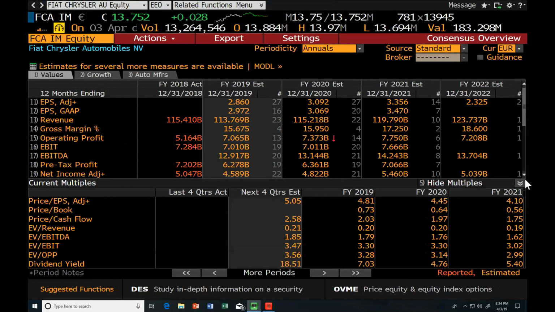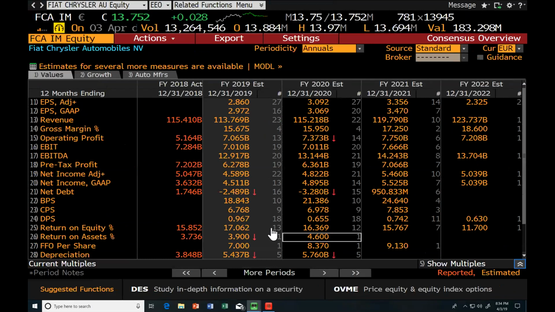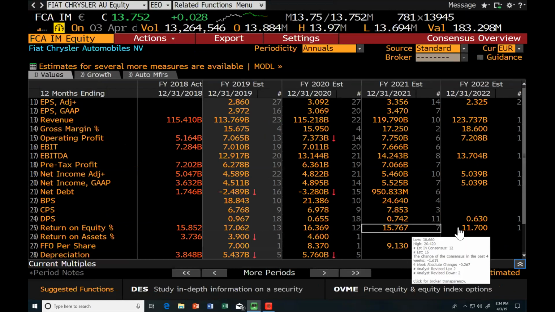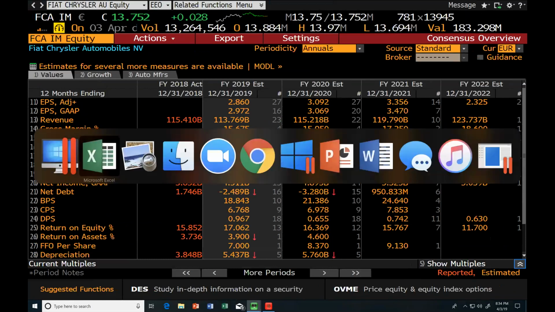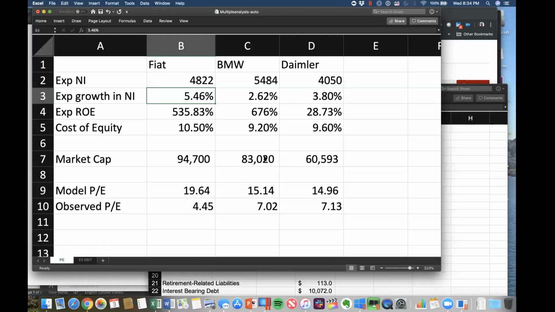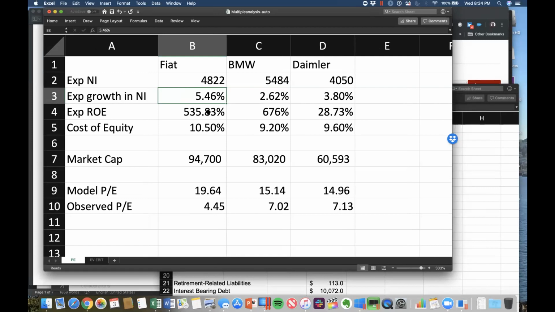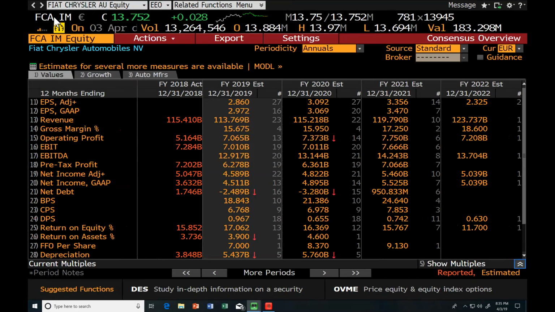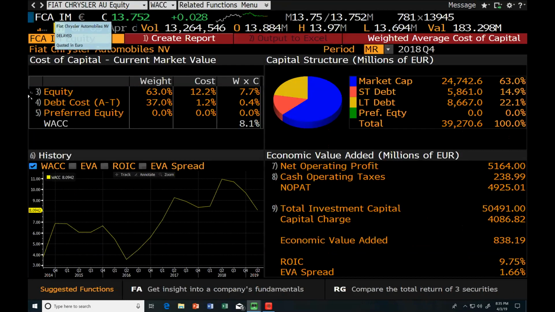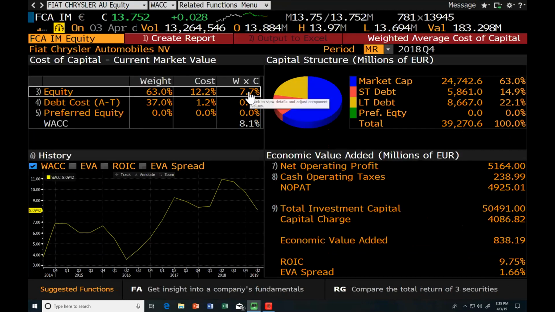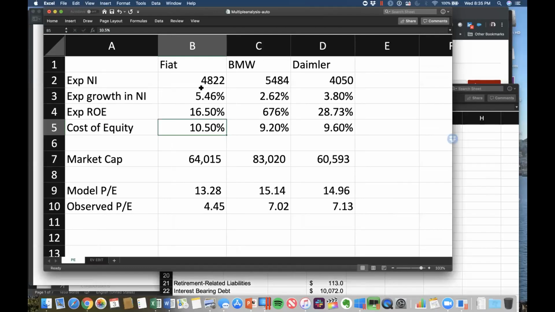Expected return on equity for the next 3 years, 17, 16, 16. I'm just going to round off for interest of time and say somewhere around 16, 16 and a half. I'll give them the benefit of the doubt. I'm swagging that. And as a cost of equity today, 12.2% is the cost of equity.